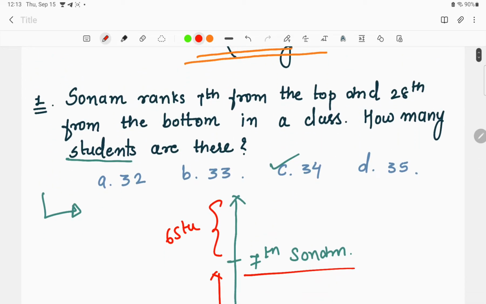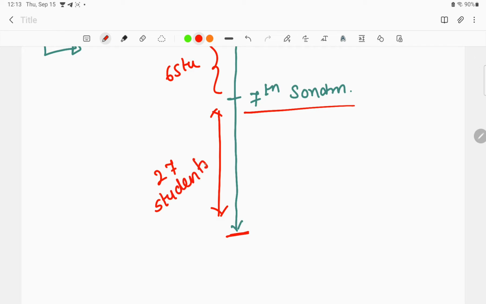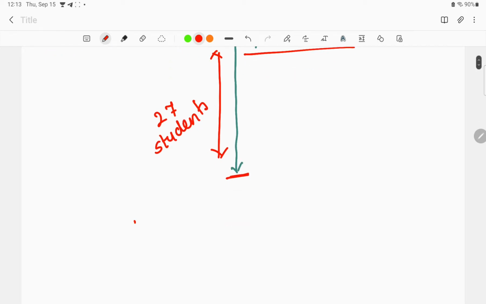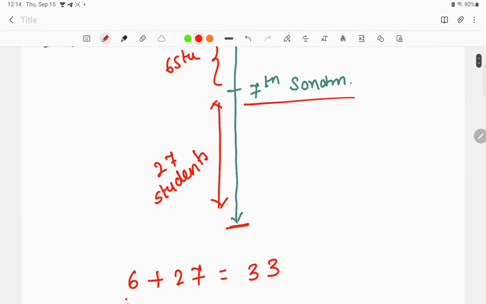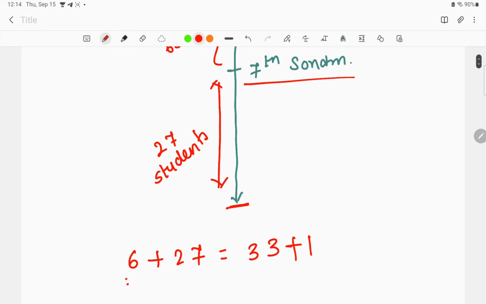Am I right or wrong? She's at the 28th from the bottom, right? So there are 27 students at the bottom of Sonam. So how many students will be there? 6 plus 27, that means 33 students. So these are the 27 students at the bottom and 6 students above. If we include Sonam in it, there are 34 students in the classroom.